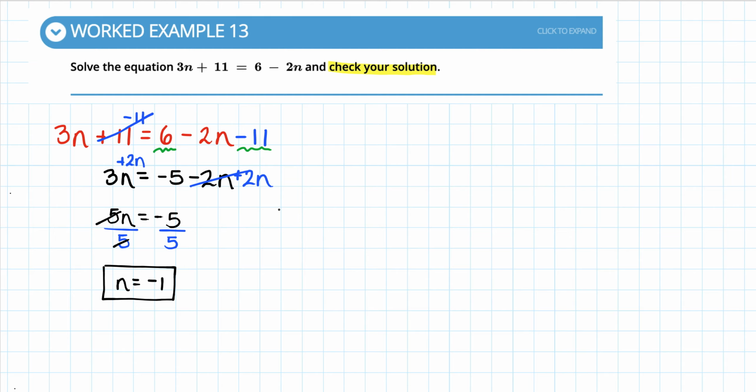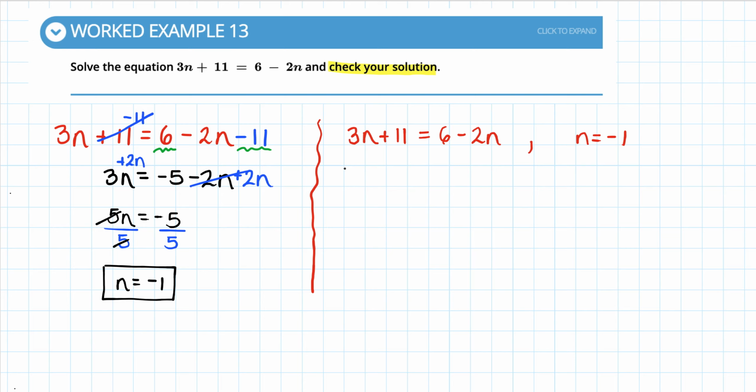Agree? Wonderful. Now it says check your solutions. So to check your solutions, I'm going to do it here. To check your answer, you have to write your equation again. So 3n plus 11 equals 6, take away 2n, given that my answer n is equal to -1. And we have to sub in n equals -1 here and see if we get that left hand side equals right hand side.